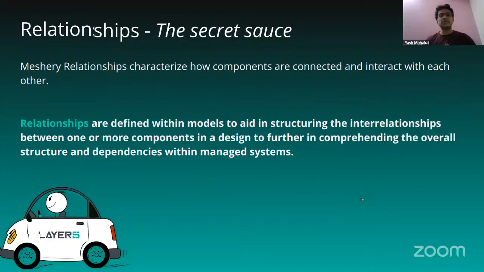So mesh relationships actually characterize how components are connected and how they interact with each other. Because having just a component doesn't make sense. There should be interaction between them. If you are dragging some components onto the canvas and then deploying them, they will be there just as standalone. There won't be any process going on. There won't be any value from them.